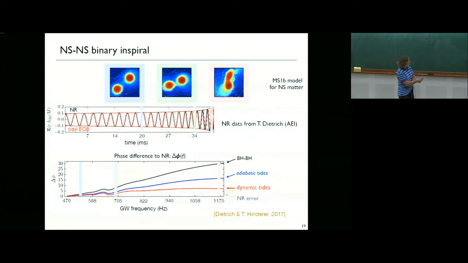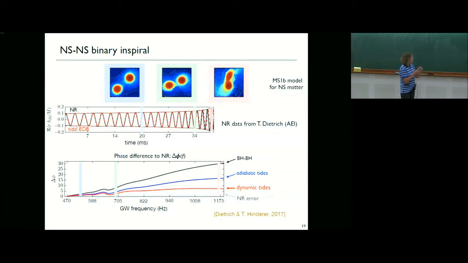So here again is the gravitational wave signal versus time. And you see NR and tidal EOB. In the beginning, they agree fairly well, until this blue point corresponding to the blue picture here. So they're still isolated, not much deformed, so we would expect the model to work pretty well. Then later on, we get to the green, which corresponds to the second picture.